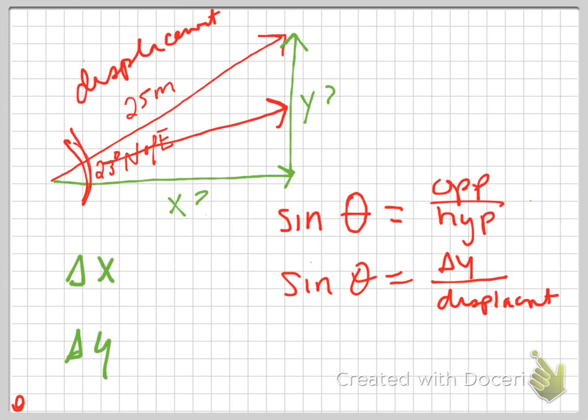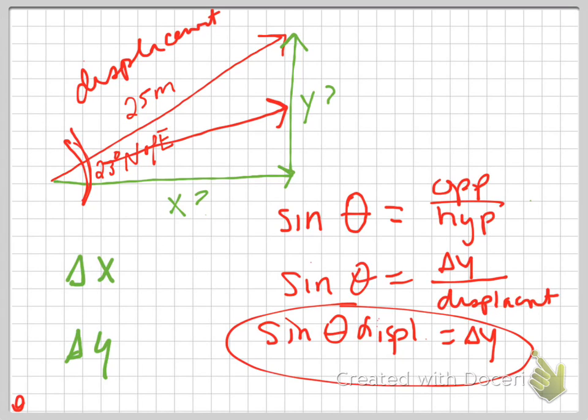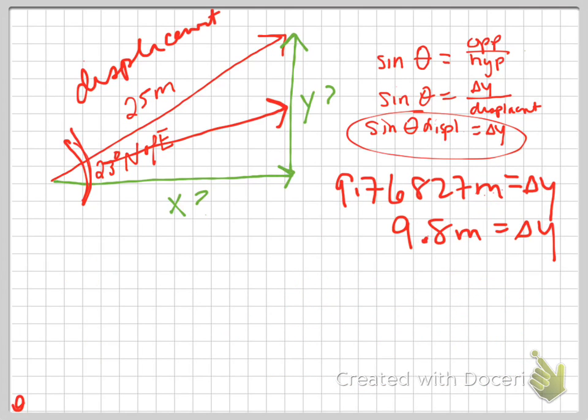Now, can we solve that for delta y? Yeah, easily. So we now know that sine of theta times displacement equals delta y. Solve for delta y. Okay, so we have 9.76, etc. is your delta y. If you're sig figging, 9.8. When we start putting those delta y and delta x displacements into larger equations, you'll want to preserve the entire number.